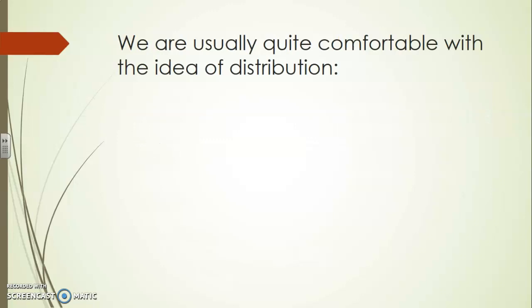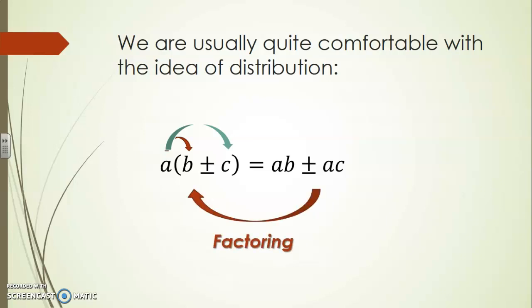We're usually quite comfortable with the idea of distribution. So for instance, if A were to multiply the sum or the difference of B with C, it feels natural to distribute A to B as well as A to C to produce terms AB and AC, which in turn will be added or subtracted depending on what we had initially. Now, factoring is the exact reverse operation.